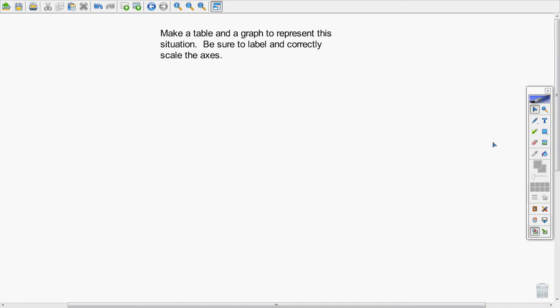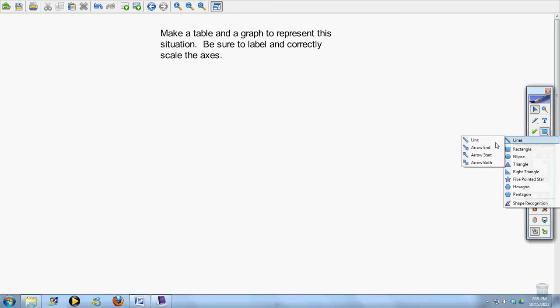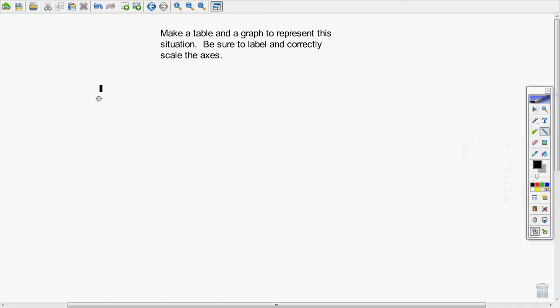Okay, so now from the previous situation, we need to make a table and a graph to represent this. So let's start with a table here. Okay, so we'll make our table just like this. Remember what we had said previously.